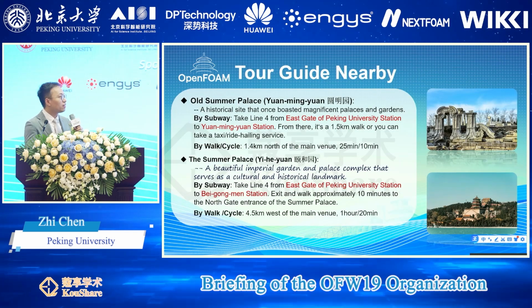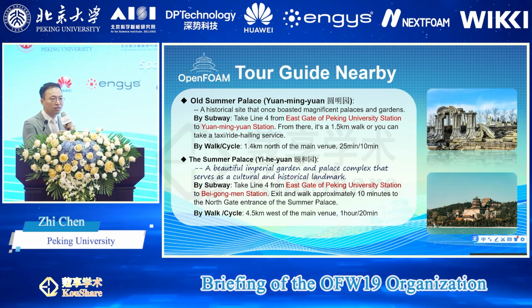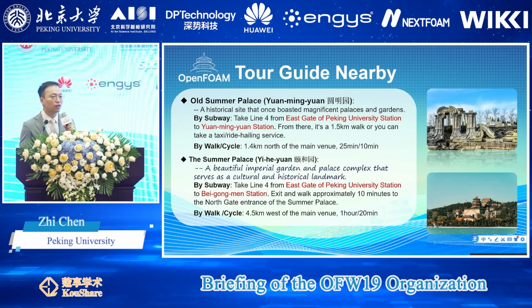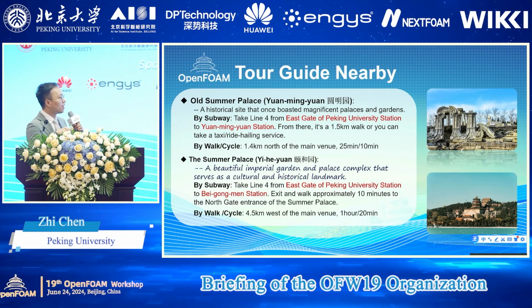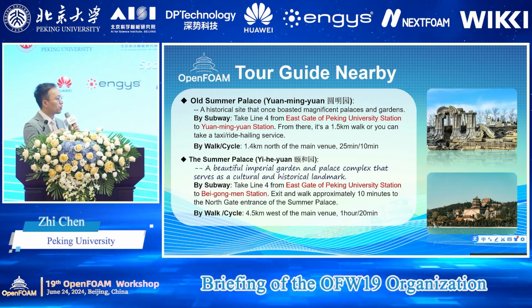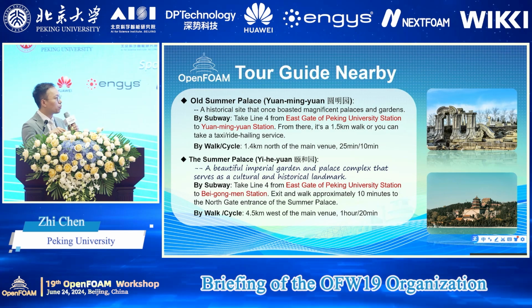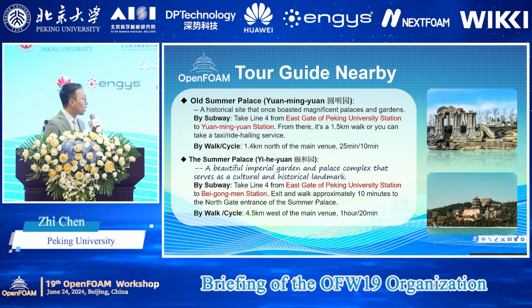And finally, there's a tour guide nearby. So these are close by. There's a lot more to explore in Beijing, as you may know. But the 2 summer palaces are very close by to this venue. So there is the Old Summer Palace, which is within walking distance. So 25 minutes by walk, or you can take a shared cycle to go there. Or you can take a subway. It's just 1 stop from the east gate of Peking University Station.